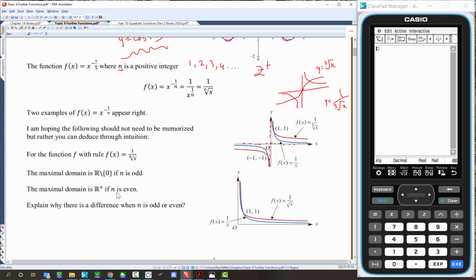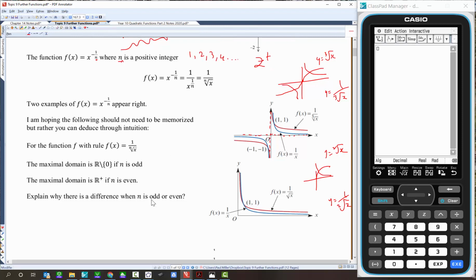Now, the maximal domain is all real positives if n is even. Why is that the case? Well, note that the standard root function, so square root, fourth root, sixth root, any even root, will look something like this. And you can't get values over this side of x, the negative values of x, because these numbers are not defined for an even root function. You can't square root a negative number, and you can't fourth root a negative number. So we take that function, y equals the second root of x, and to twist it into this, we go y equals 1 over the second root of x, which creates the right-hand side of the hyperbola, but it can't produce the left-hand side because it's not defined there. So that's why there's a difference between when n is odd or even.